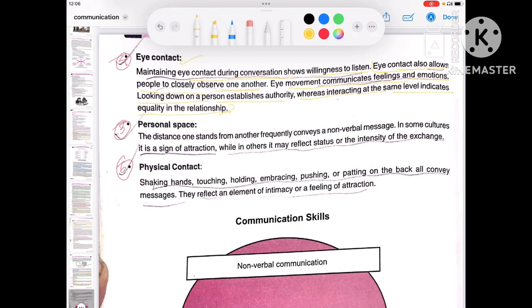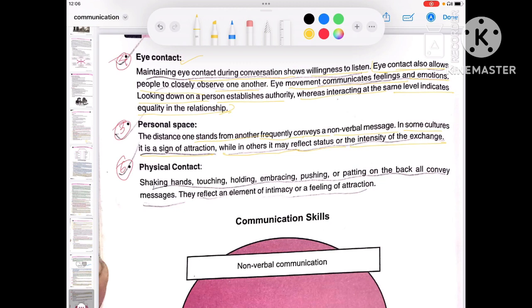Next one is personal space. In personal space, the distance one stands from another frequently conveys a non-verbal message. In some cultures, it is a sign of attraction, while in others, it may reflect the status or the intensity of the exchange. So here the personal space, the distance one stands from another, frequently conveys the non-verbal message. This distance should be there.